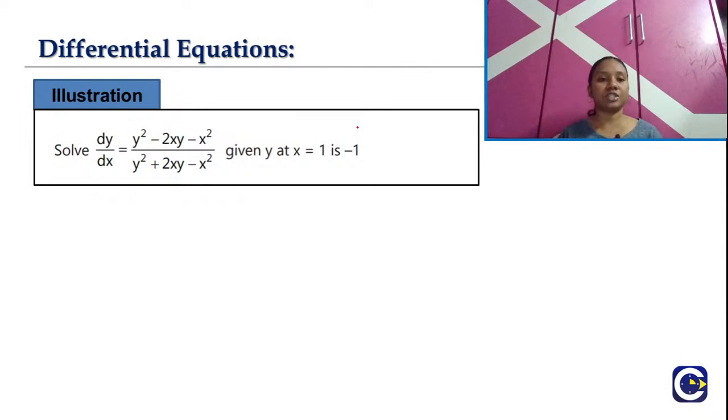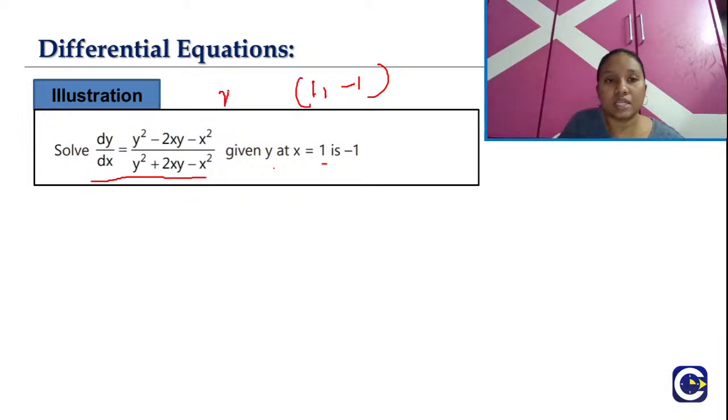By looking at the equation itself, we can say that it's obviously a homogeneous differential equation. The next step is we have to substitute and then simplify it in order to get our integration expression. Along with the differential equation, they have given a condition, that is, y at x equal to 1 is minus 1, meaning (x, y) will be equal to (1, -1). So we can apply this condition in order to get the constant value.